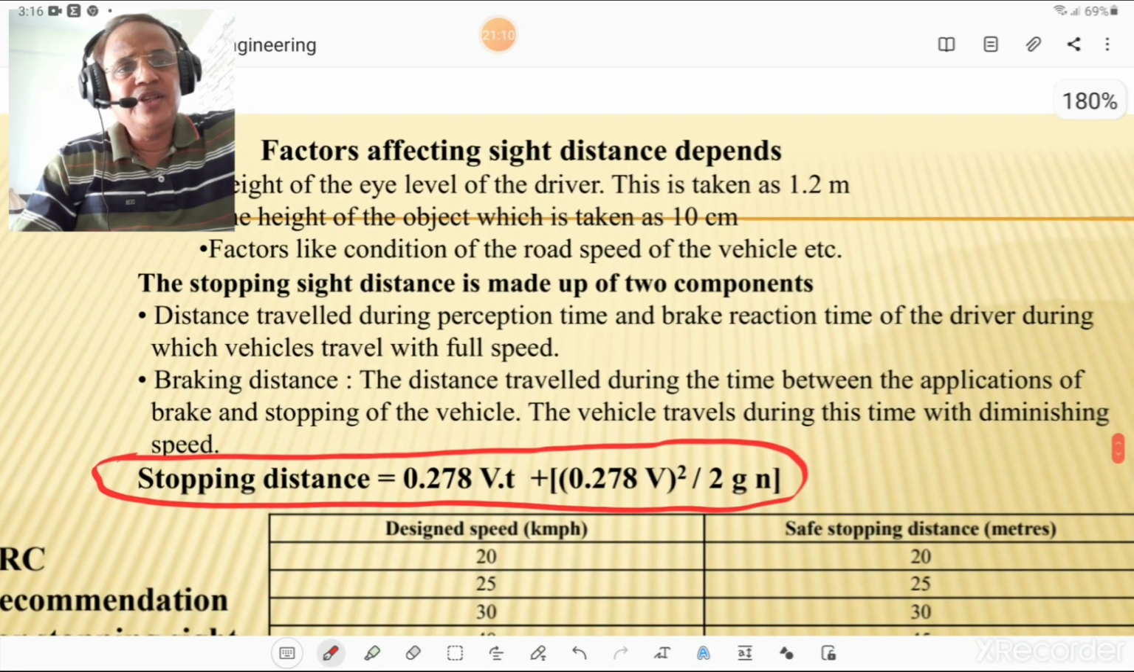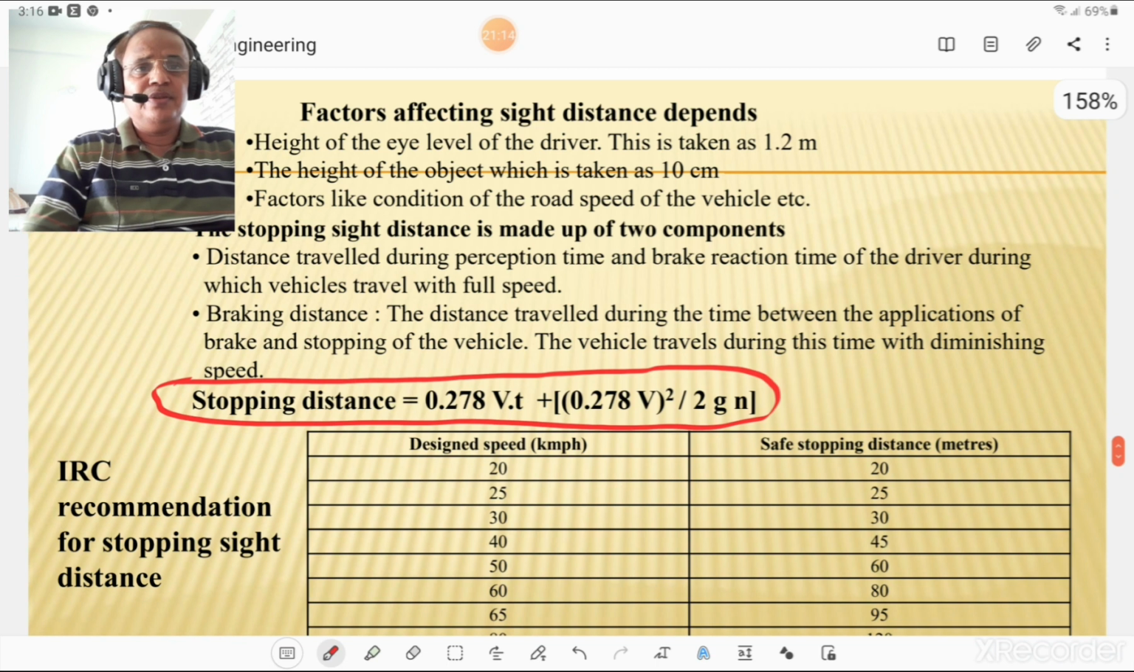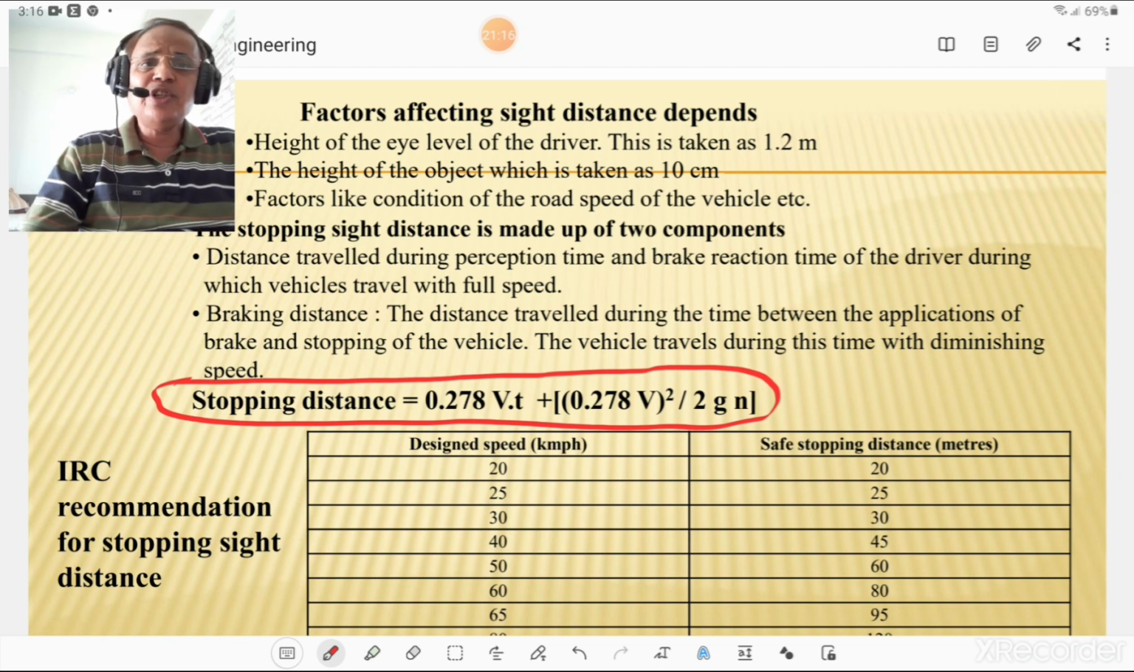Then we will discuss the factors affecting the sight distance. It depends upon the height of the eye level of a driver, which is taken as 1.22 or 1.2 meter. The height of the object may be taken as 10 centimeter or 0.1 meter. Factors like the condition of the road and the speed of the vehicle are also important for sight distance.